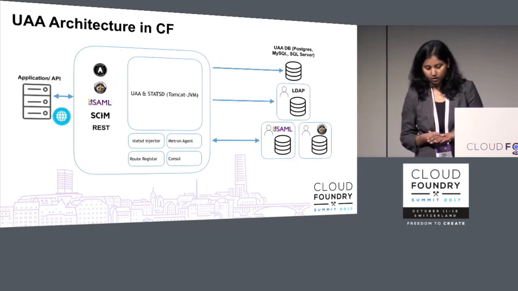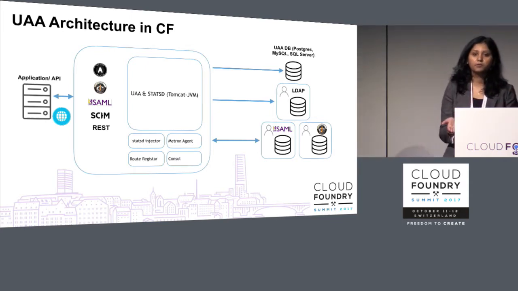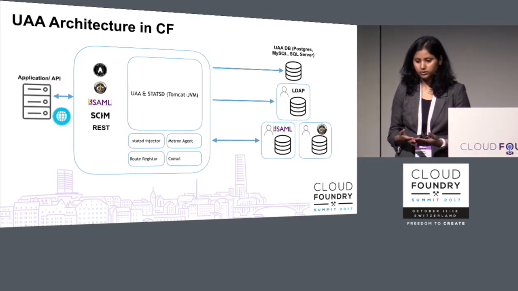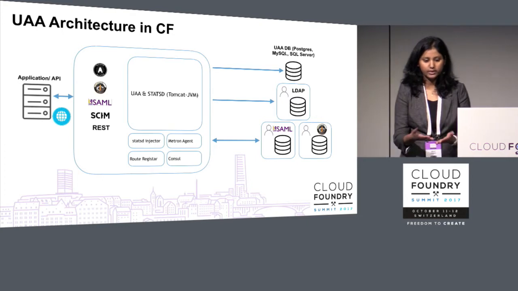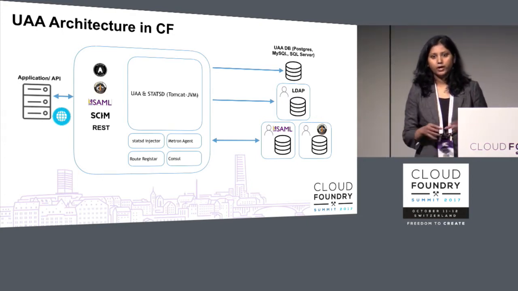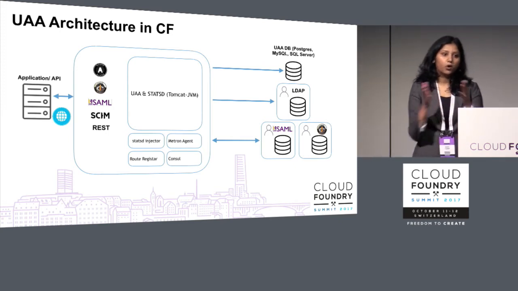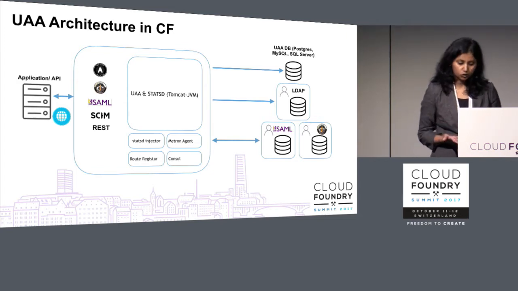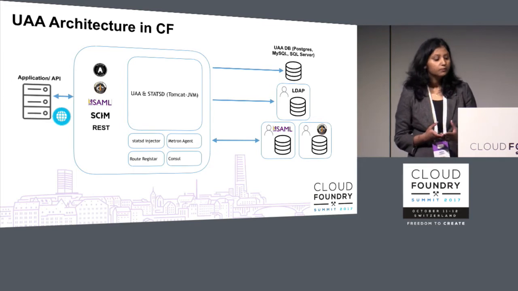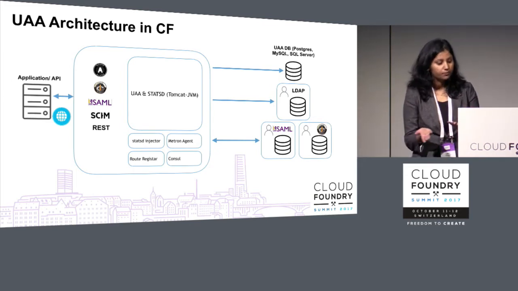So we looked at how UAA is used within CF, but what makes up UAA? So when you deploy a CF, right, as a CF release or as CF deployment, there are various components that get deployed, and UAA is one of them. UAA is packaged as a Bosch release, and there are multiple jobs within UAA. Obviously, the main one is the UAA server, which is running within Tomcat, and it's essentially a JVM process.